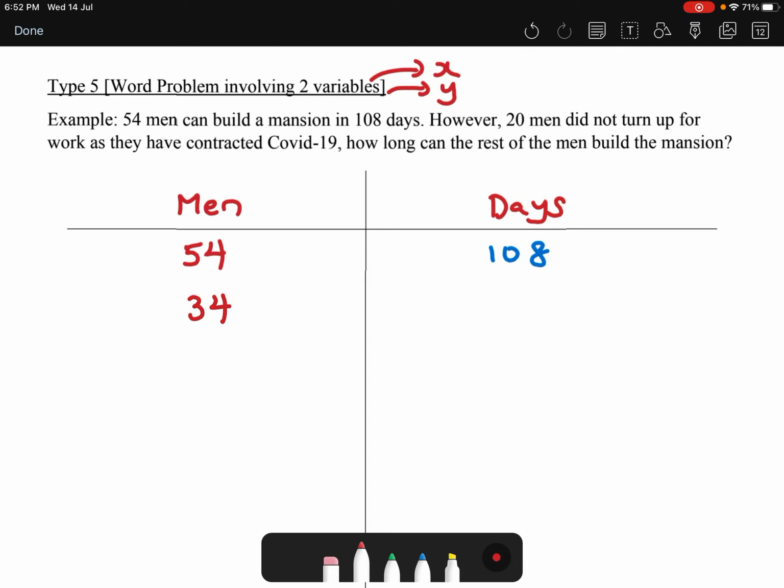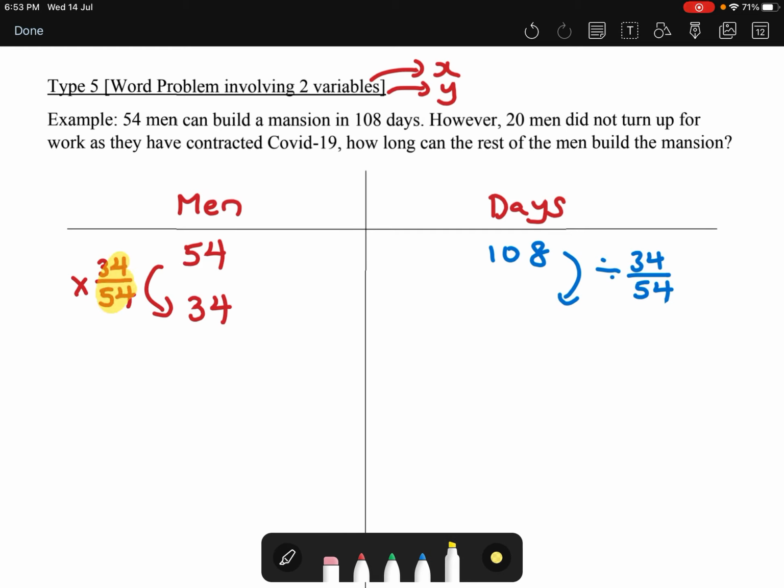Very simple. First of all, since we have fewer people to work, definitely the number of days must be more. I must give them more time to build the mansion. So how many more days? Let's calculate. From 54 to 34 men, I need to multiply by 34 over 54 in order to get 34 people. Since I need more days, I should divide by 34 over 54.